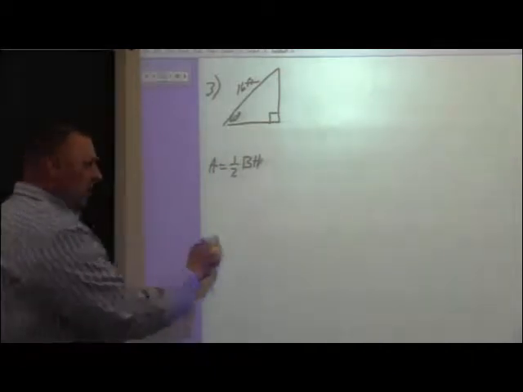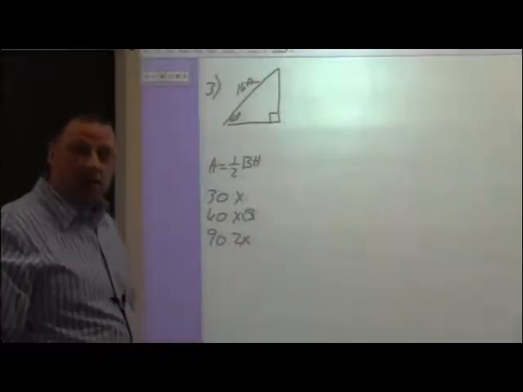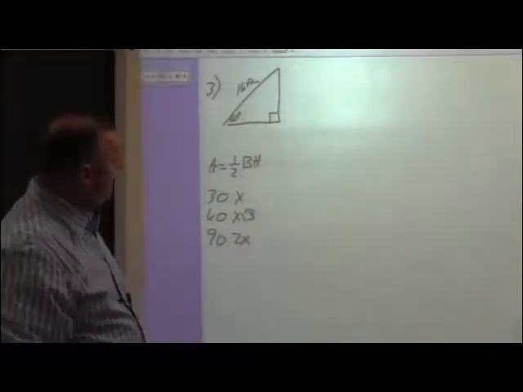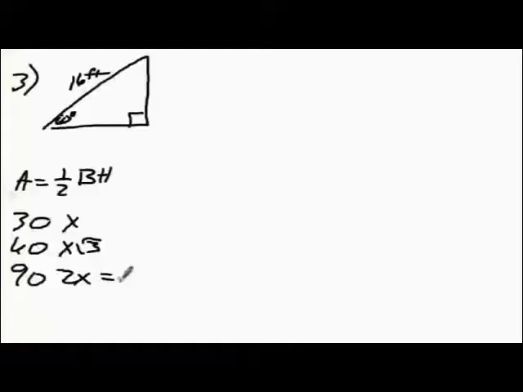And now if you remember, here's how it goes. 30, 60, 90. Write it down. And it goes x, x radical 3, and then 2x. What side did they give you in this triangle? They gave you the side opposite the 90. So you're going to take that 2x and set it equal to 16. Solve for x by dividing by 2. You're going to get x is 8.